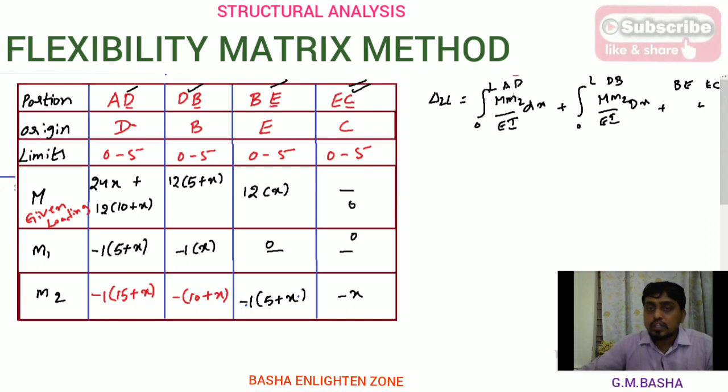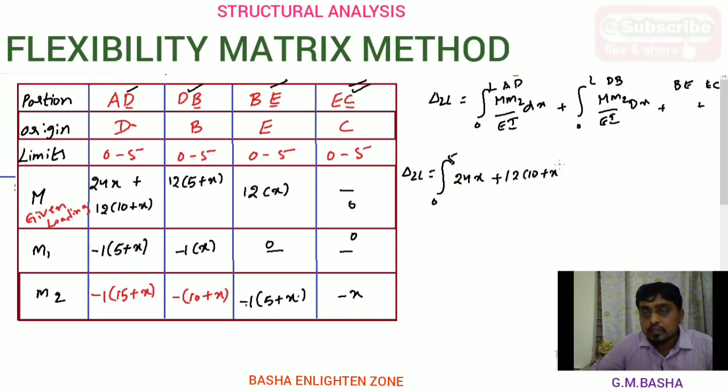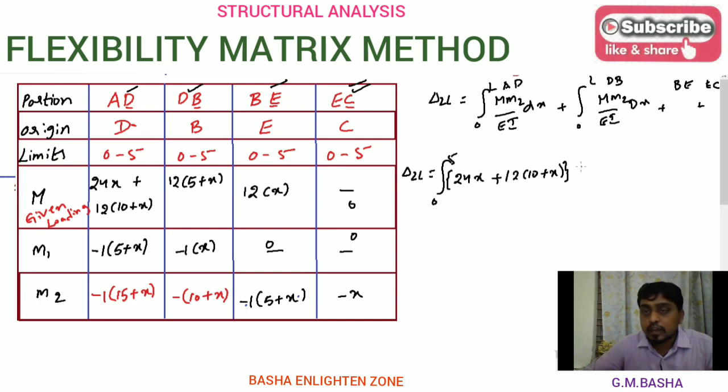So you take all these values in the same formula. The delta 2 value will be equal to the integral from 0 to 5, so our limits range will be 0 to 5. So 24 into x, I am taking here 24 into x plus 12 into 10 plus x, into M2. What is your M2 value? Minus 15 minus x. So I am taking directly here minus into 15 plus x, dx by EI.